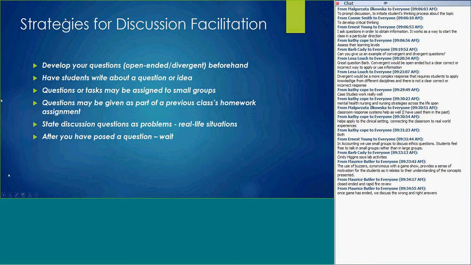All right, another area, as opposed to questions: here's the really tough one, wait. And it just seems like an eternity, doesn't it? It does. That dead space. I'll tell you, I taught for several years, and it's still very difficult for me. It's probably one of the hardest things for me to do, that dead space.